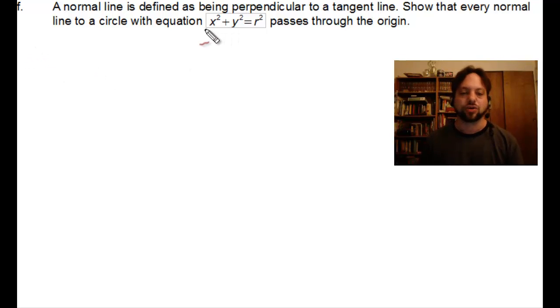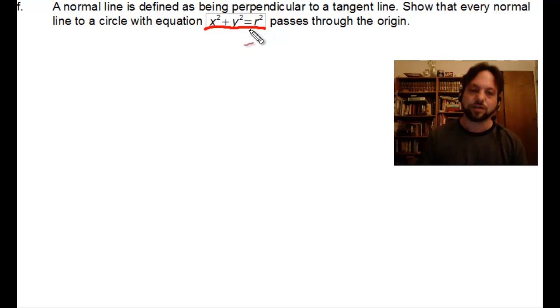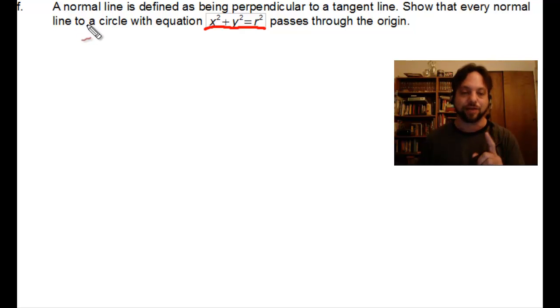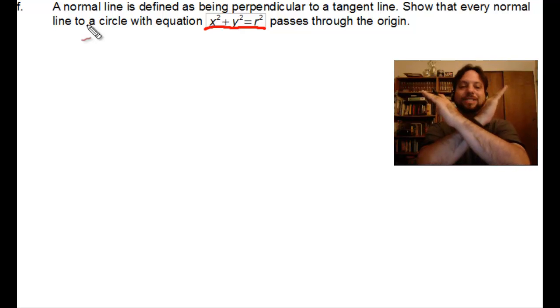We have a circle that is centered at the origin. So we have the equation x squared plus y squared equals r squared. R in this case, of course, is a constant. So let's define a normal line. This word will come up again later in the year, and you'll probably ask, wait, I forgot what a normal line is. So here's what it is. Commit this to memory. It's easy. A normal line is simply perpendicular to a tangent line.